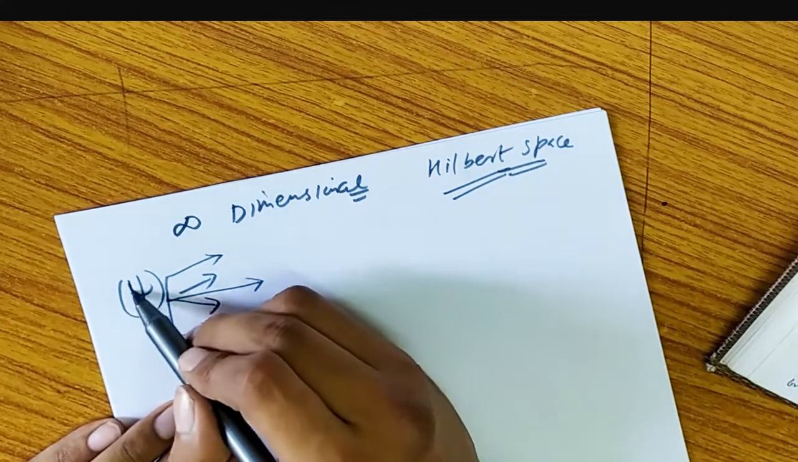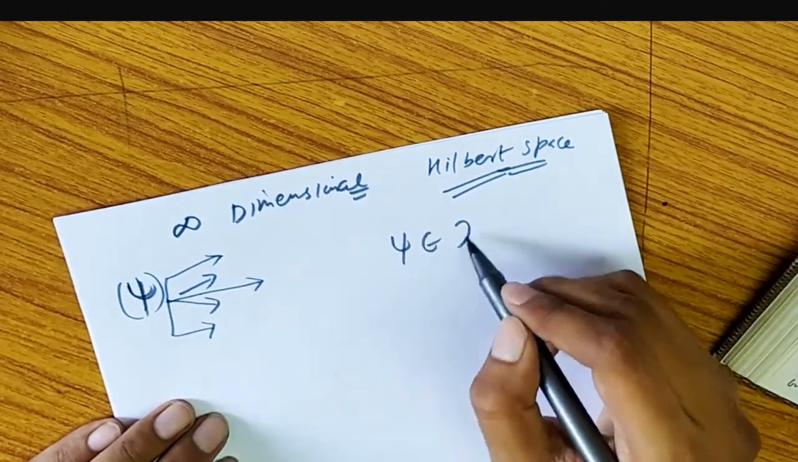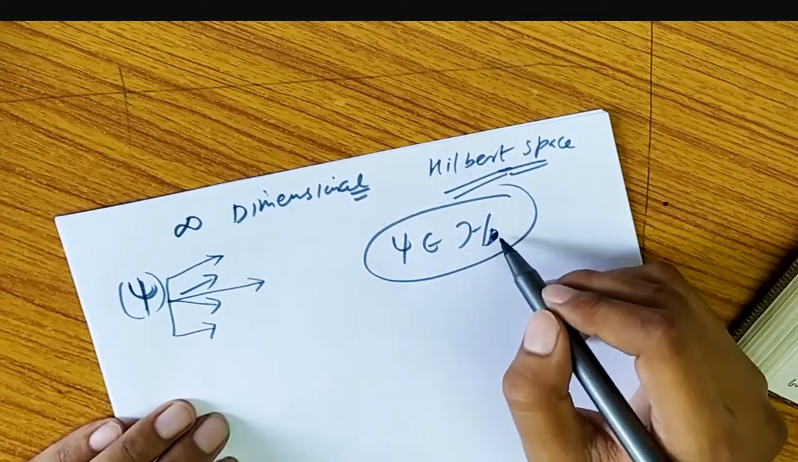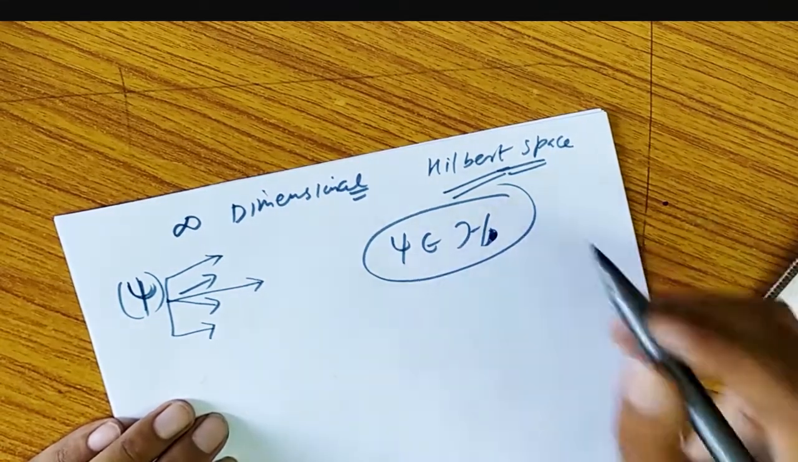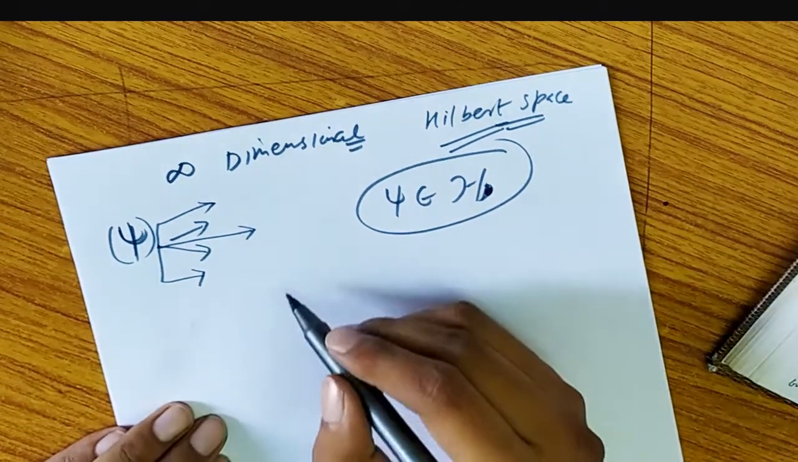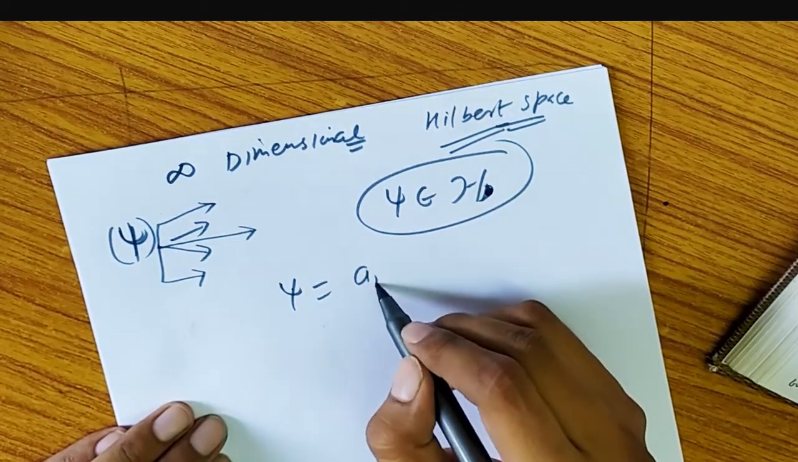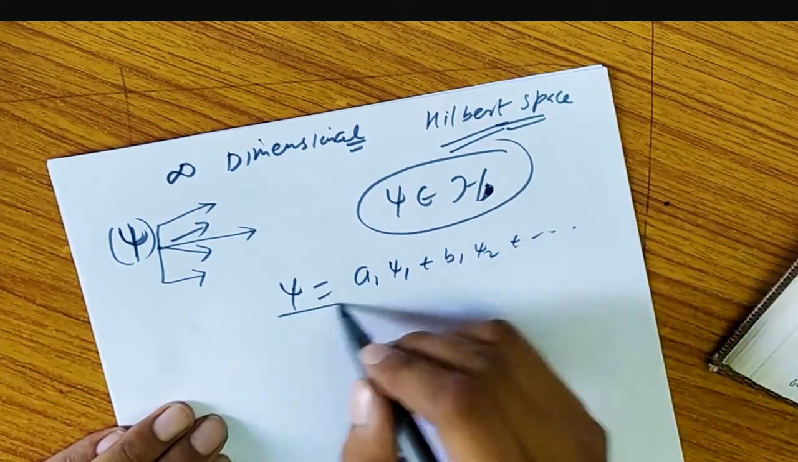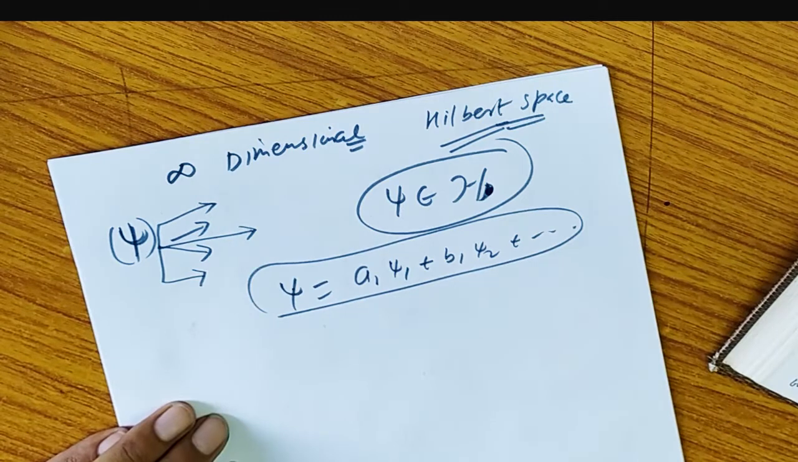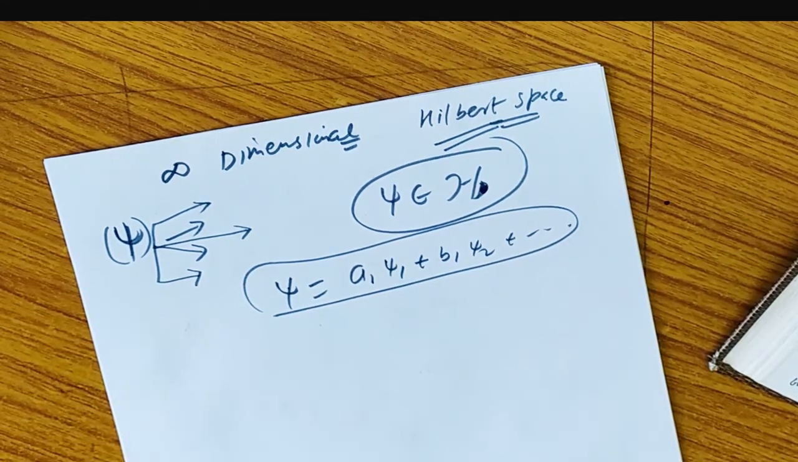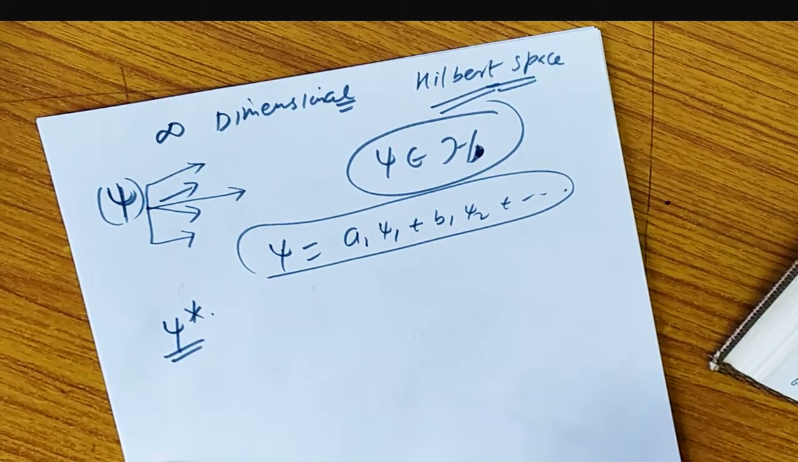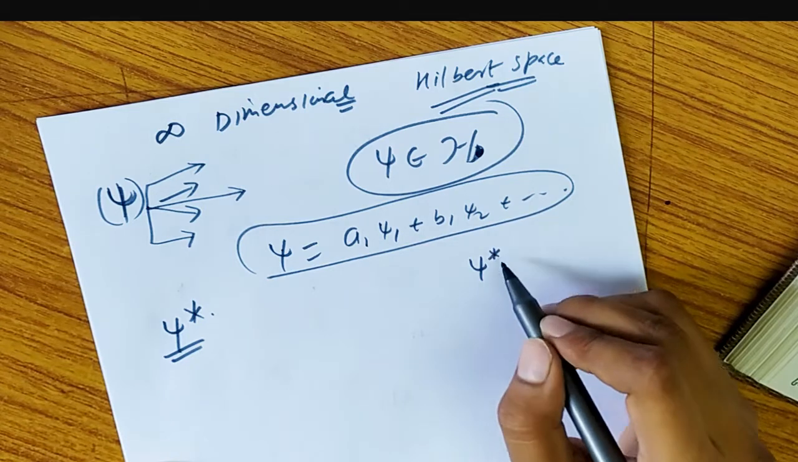The wave function is a part of this Hilbert space, and Hilbert space is infinite dimensional. This is the property of Hilbert space, which gives you that psi can be expanded in terms of a linear combination. The superposition principle comes from this Hilbert space, that psi can be expanded in terms of linear coefficients. One more thing Hilbert gives you is psi star, the definition of the inner product.